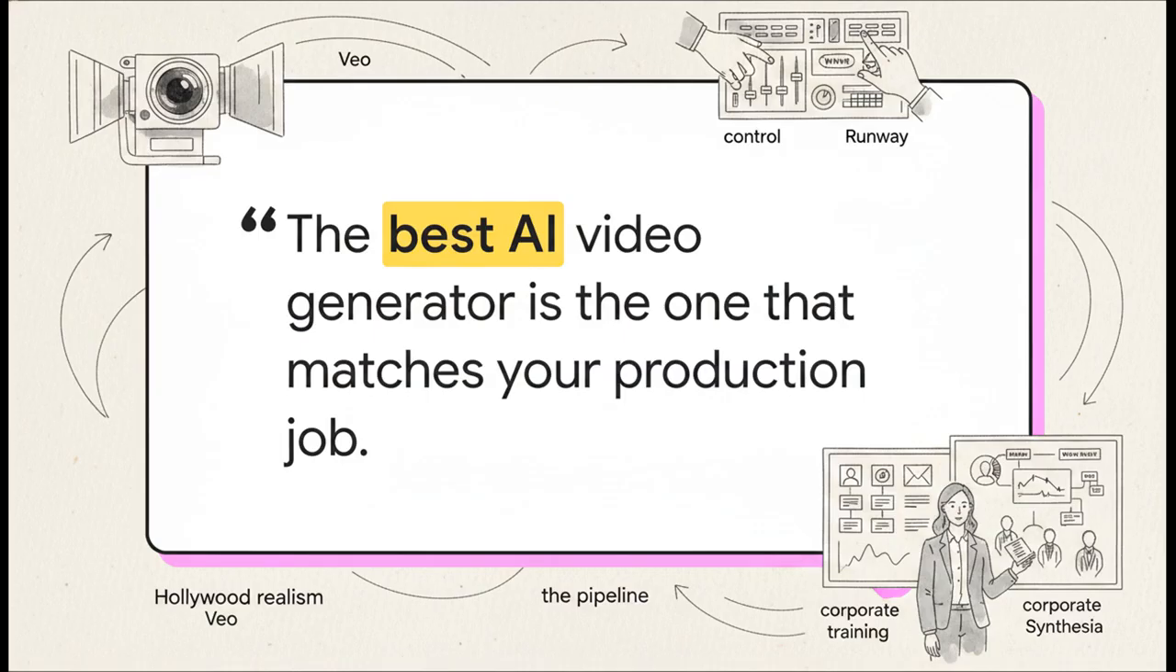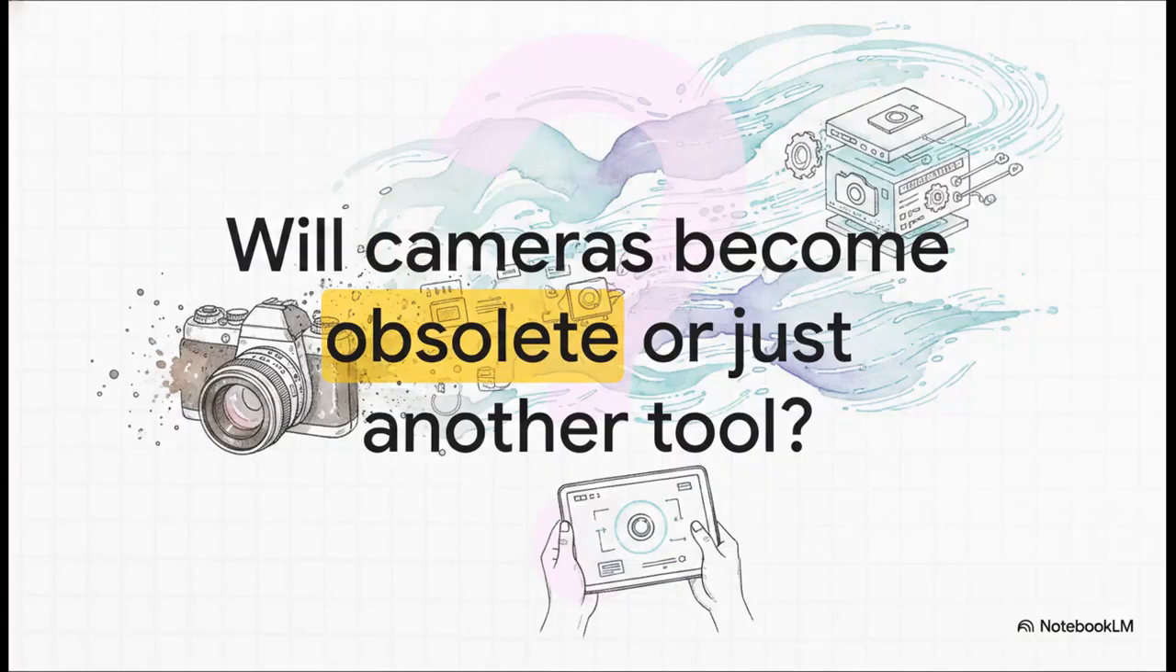You want Hollywood realism? Go Veo. Needs surgical editing control? Go Runway. Building corporate training? Synthesia is your bet. I want to leave you with a provocative thought as you head out to explore these incredible AI tools for yourself. With AI generating absolutely perfect pixels now, are we seeing the end of the traditional camera? Or is a camera just becoming another input device in a massive AI-driven creative stack? Think about that as you define your own workflow.